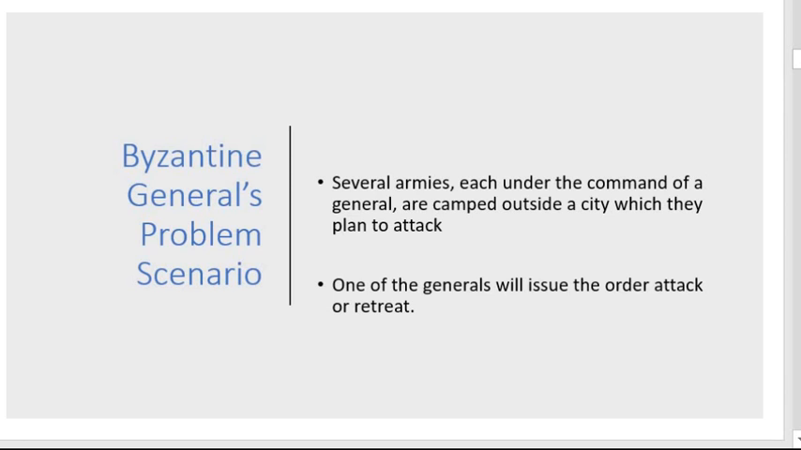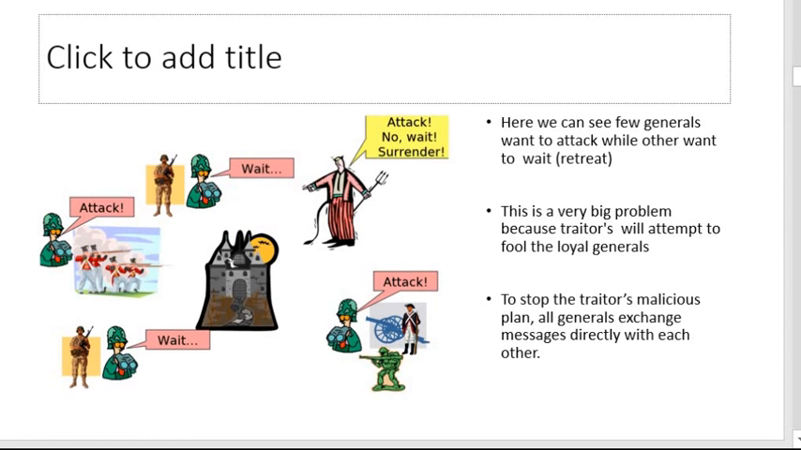In order to stop the traitors' malicious plans, all generals exchange messages directly with each other. Like here we see, a few generals want to attack, whereas a few want to wait, that means retreat. It will create a very big problem because traitors will attempt to fool the loyal generals. To stop the traitors' malicious plan, all generals exchange messages directly with each other.